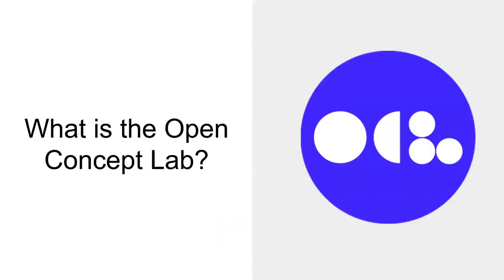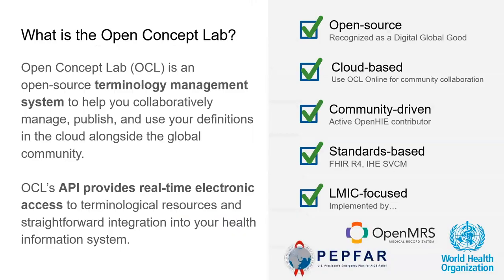I'm going to introduce very briefly the Open Concept Lab itself. So as I said before, Open Concept Lab is that open source terminology management system. It's available to collaboratively manage and publish and use your definitions in the cloud with a global community. So OCL has an API that provides real-time access to terminology resources and makes it more straightforward to integrate into your health information system. OpenMRS is an example that we will show later, where OpenMRS actually queries OCL's API to get concepts to bring into the system.